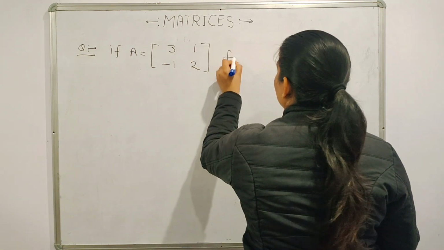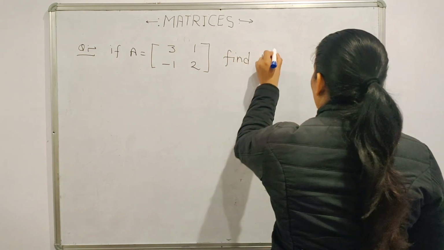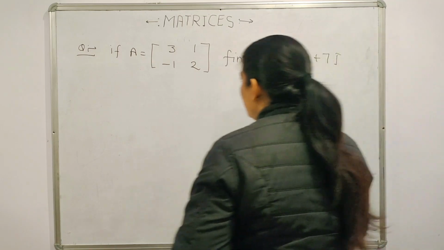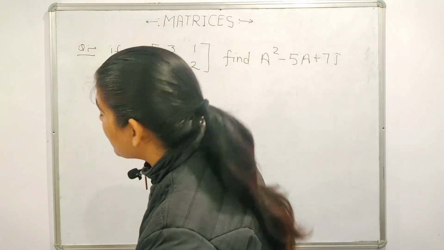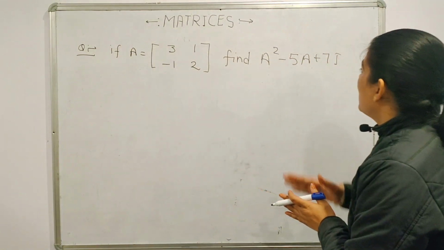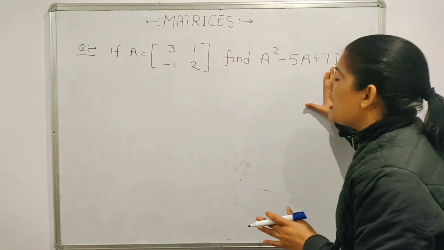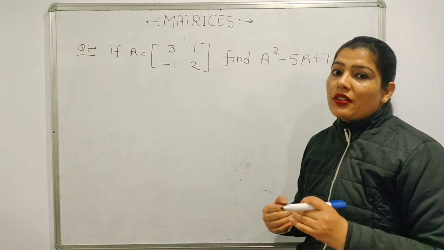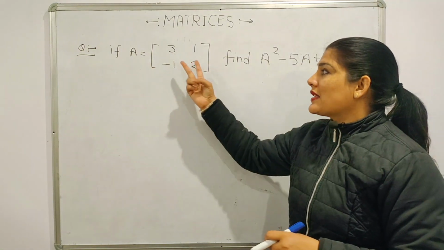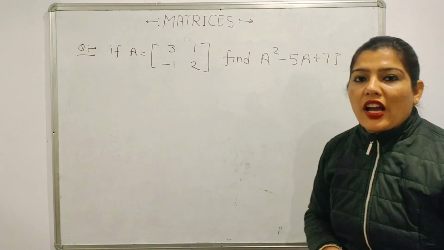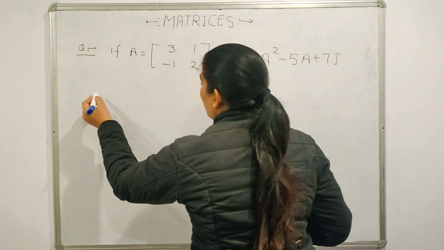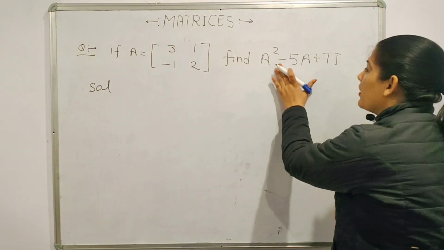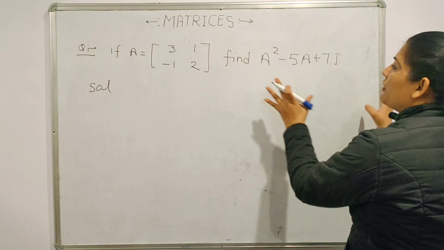So find A square minus 5A plus 7I, where it is understood that I is a unity matrix. The order of I is arbitrary, that depends on our choice. And here if A is 2 by 2, then we have to take the order of I as 2 by 2. So first we have to find A square, then 5A, then 7I, and then we are going to put those values in this equation.